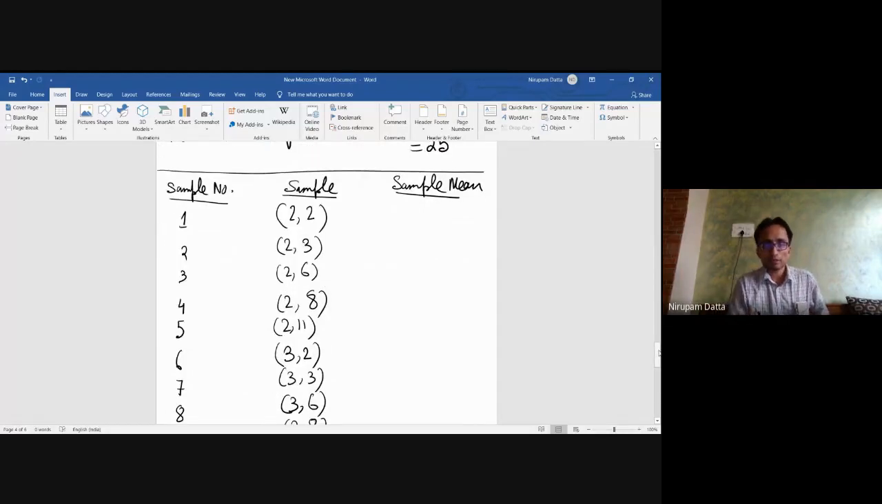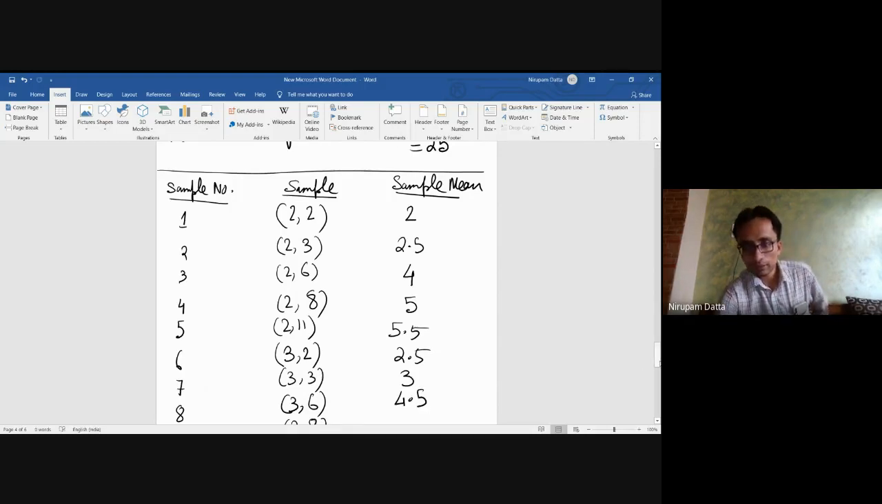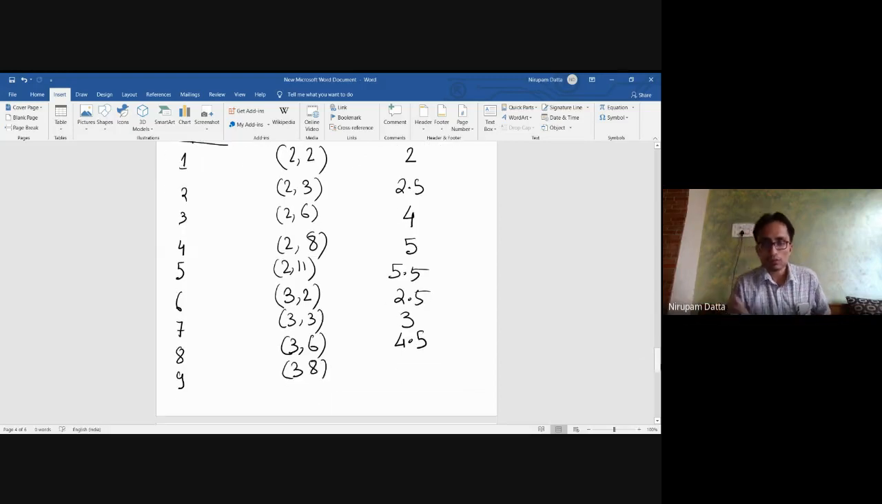Now we'll have to calculate the sample mean. This is nothing but 2. This is 2.5. This is 4. This is 5. This is 5.5. This is 2.5. This is 3. This is 4.5. And the last one, 2 and 11, is not 5.5, sorry, this will be 6.5. So 2, 2.5, 4, 5, 6.5, 2.5, 3, 4.5.